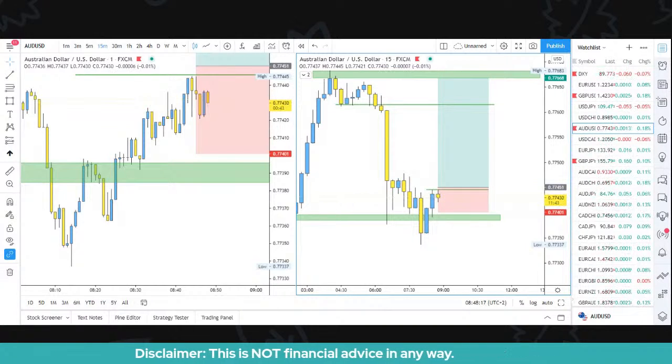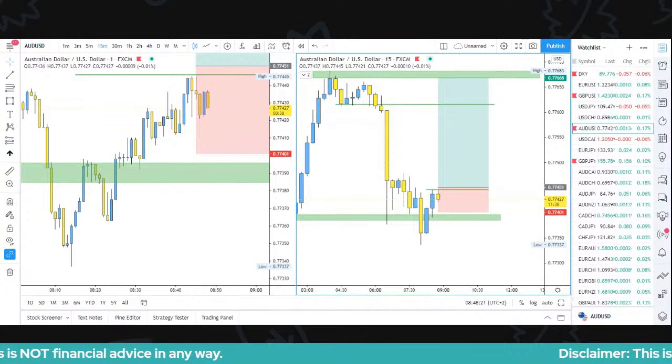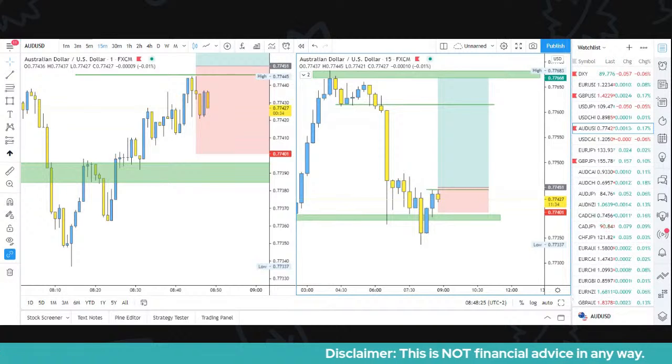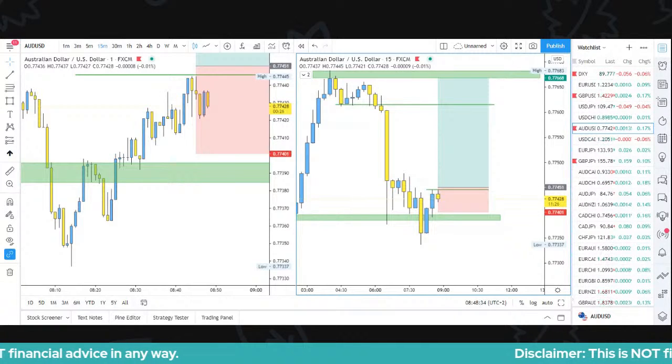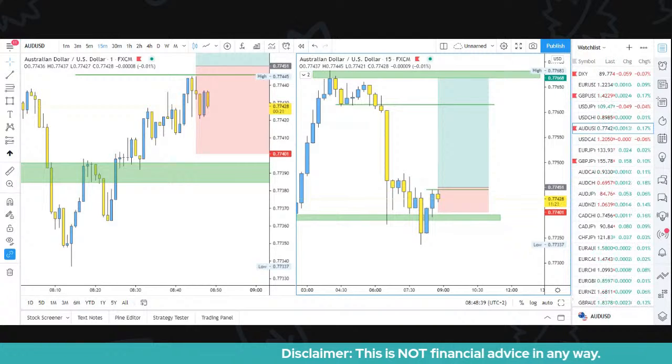Let's do this. Pending order. 5 lots. Buy stop. What's that? 0.77450. 0.77400 base. Okay, GBP USD is actually going into profit now.